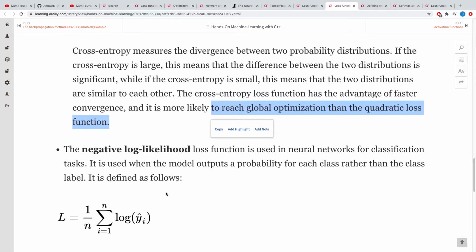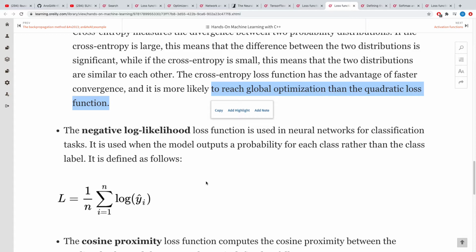Then we have the negative log likelihood loss function. This is used in neural networks for classification tasks. It is used when the model outputs a probability for each class rather than the class label. Let's say you have 10 different categories. You're not just going to predict 1 0 1 0, or predict 1 for one class and 0 for the others. What you want is to predict continuous numbers, maybe 0.32, 0.40, and everything will sum up to 1.